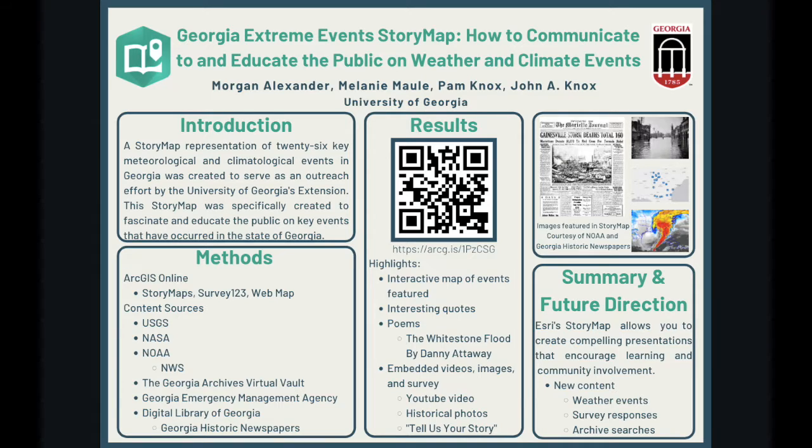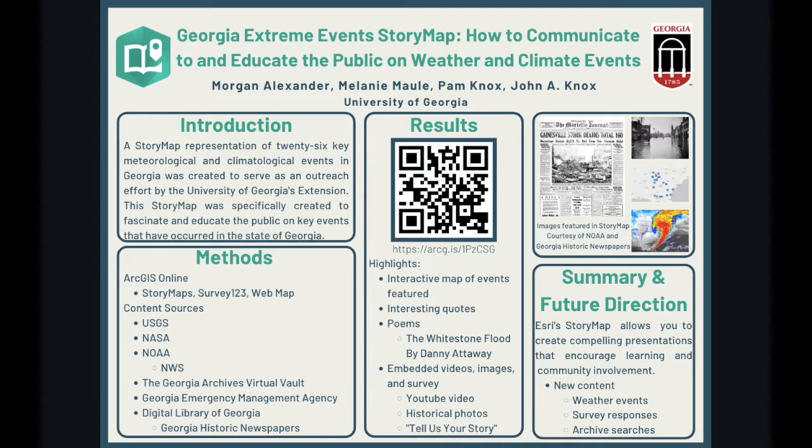We explored multiple sources to find those 26 key meteorological and climatological events featured in the story map. The sources that we used included the USGS, NASA, NOAA, National Weather Service, the Georgia Archives Virtual Vault, Georgia Emergency Management Agency, Digital Library of Georgia, and the Georgia Historic Newspapers. The vast number of sources here allowed us to really get a holistic view of what has occurred in the state of Georgia. If you were able to scan that QR code or even put that link into your internet browser, you were able to take a look at what our story map consisted of.